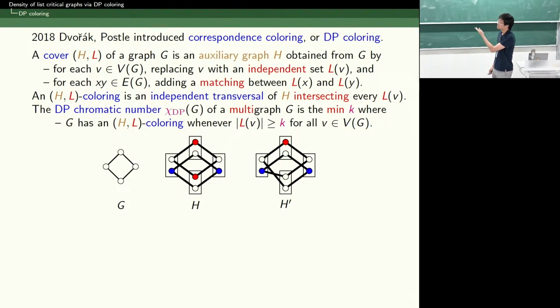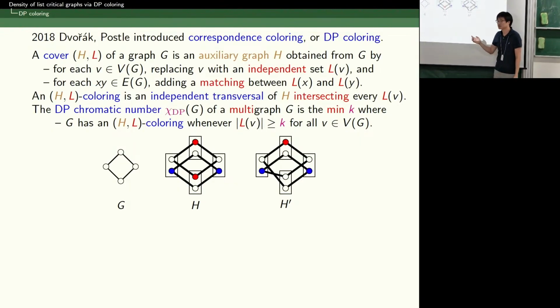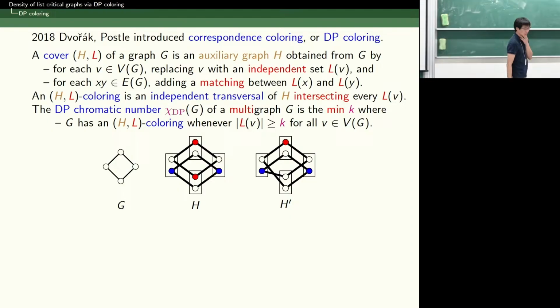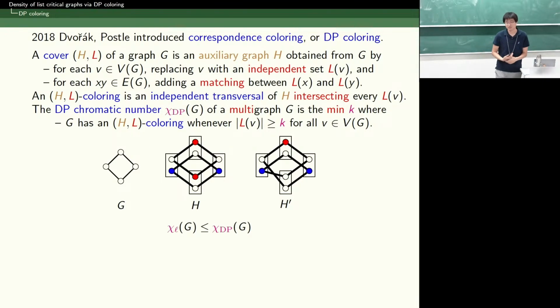So if I choose red for the top, then of course because of these two edges, I have to choose blue and blue. Then if you look at the bottom vertex, there's no color I can choose because both of these are forbidden by this edge and this edge. So what this basically shows us is that 2 colors is not enough for the C4. For a 4-cycle, guaranteeing 2 colors doesn't work in this setting of correspondence coloring. So this is a much stronger coloring than list coloring.